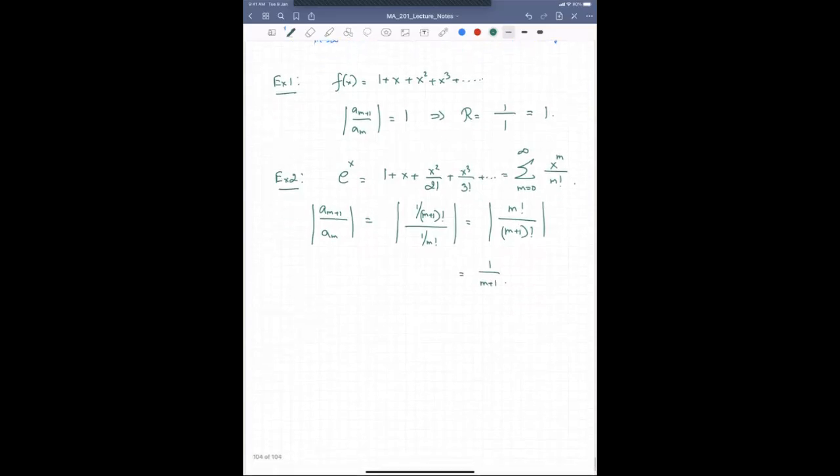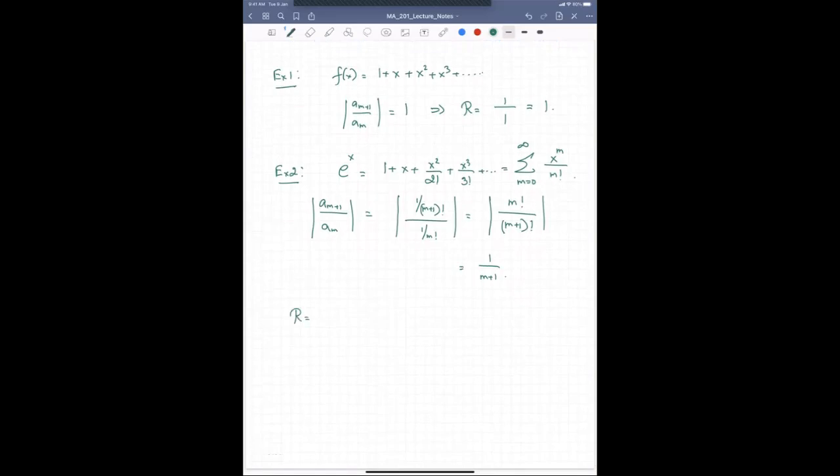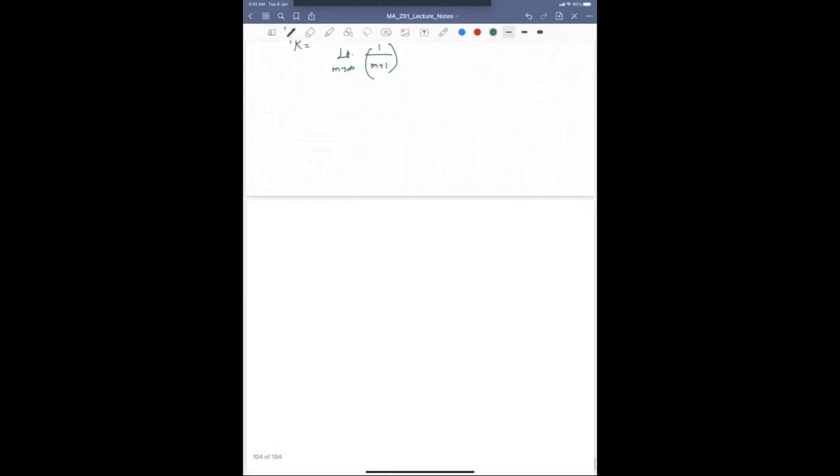Now to test the radius of convergence, I will say R is 1 over the limit as m goes to infinity of 1 over m plus 1. And what is this? This is infinity. Very good. Which means that this series converges for all values of x. This series has a radius of convergence that is infinite in extent. So in some sense, this is the power of the factorial. This is the best case scenario.